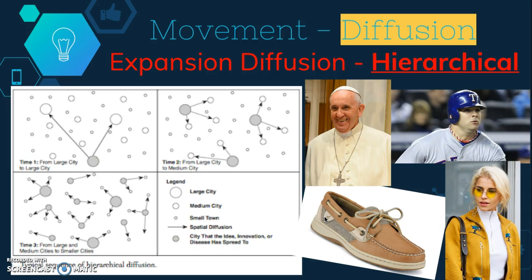And then one more thing to think about when we're thinking about hierarchical diffusion is who these powerful people could be that are spreading these things. So fashion models, baseball players, the Pope is an example. Think about very influential political leaders or cultural leaders.